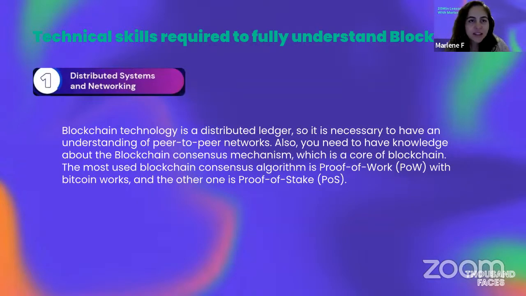The first one, distributed systems and networking. Blockchain technology is distributed. It's a distributed ledger. So we need to understand how, as we explained, a peer-to-peer network works. You have to understand the core mechanism of blockchain. What started with Bitcoin was proof of work. And with different currencies, it has developed into different ones, for example, proof of stake and other ones. These are concepts where you have to understand the basics to really understand the technology behind.